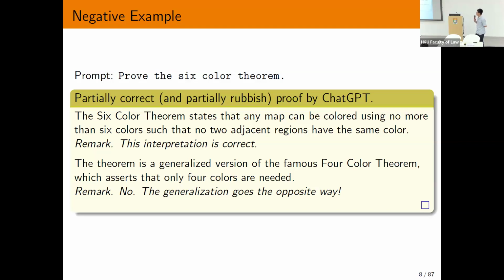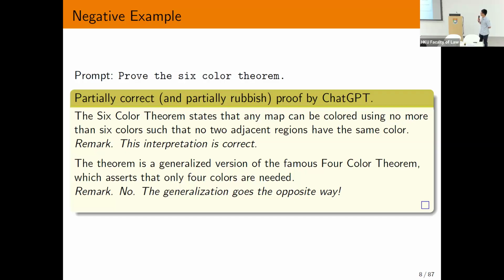And this is the answer that was given by ChatGPT, which is partially correct and partially garbage. All right, so what does it say? It starts off by saying this. The first part is the output from ChatGPT. The 6-color theorem states that any map can be colored using no more than 6 colors such that no two adjacent regions have the same color. My remark: this interpretation is perfect. It is correct. Okay, so it is good.